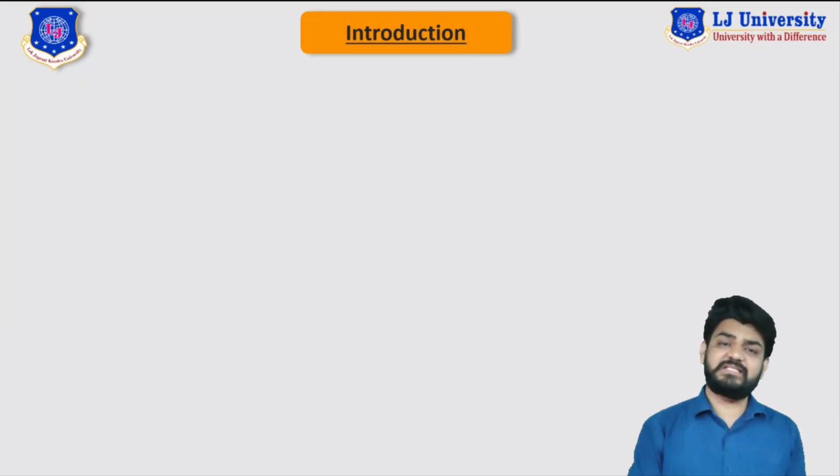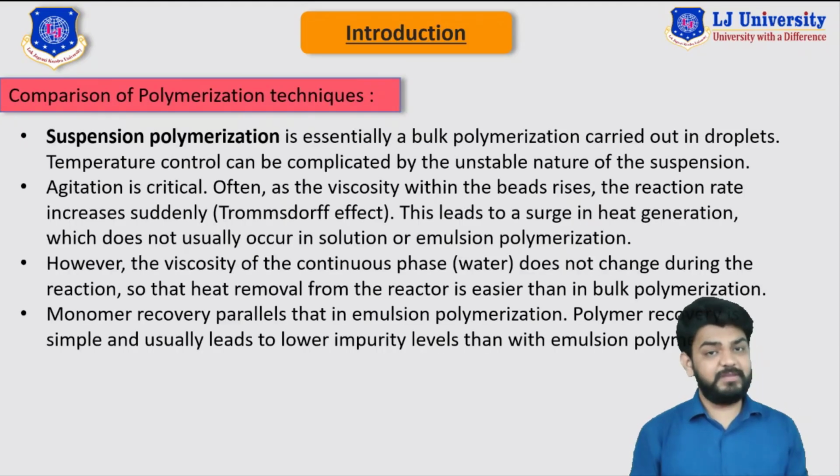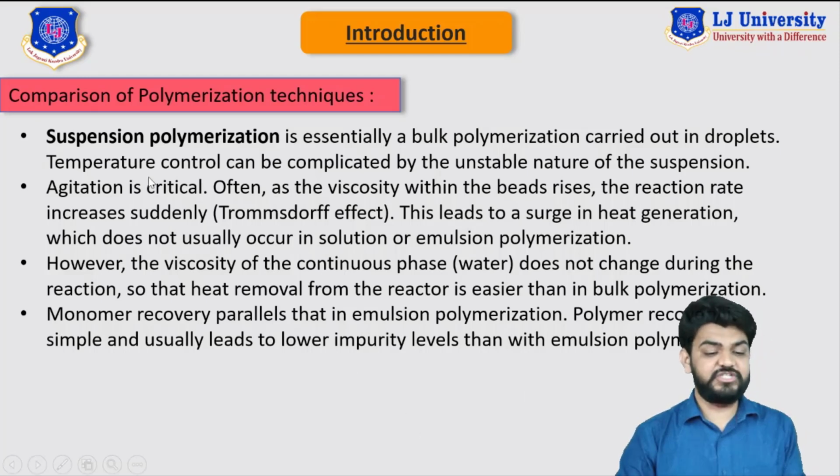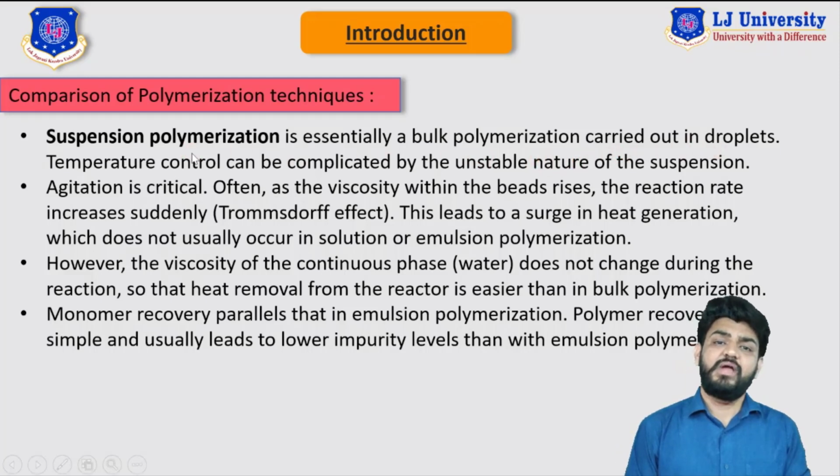Now let's discuss the suspension polymerization and emulsion polymerization. Both the methods can be referred to as heterogeneous polymerization techniques. Right? You can see here on the screen that the suspension polymerization is essentially a bulk polymerization carried out in droplets. So it is very much similar to the bulk polymerization.